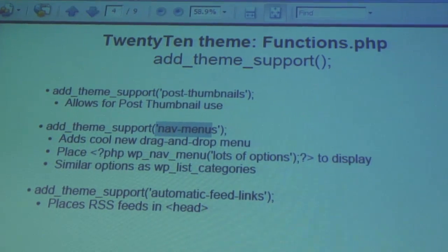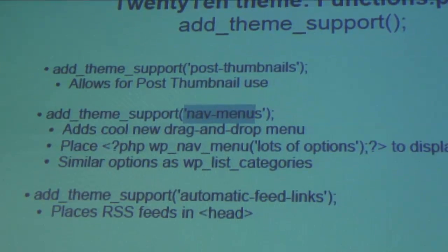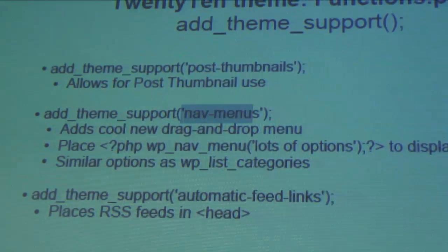So there's a really good chance that if you're listing your categories in your theme menu, any of those options that you have there, you can just take those, copy them, and paste them into wp_nav_menu, and they should work. Maybe you should check that out. And in your theme you put wp_nav_menu. In functions.php, you put add_theme_support nav-menus.